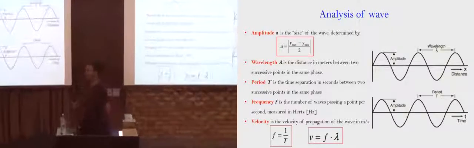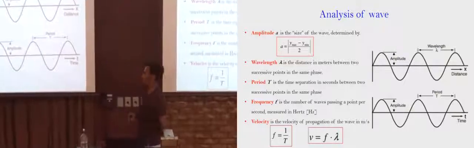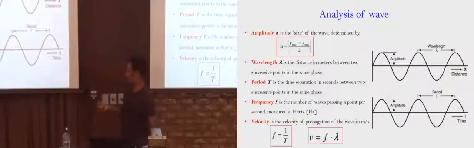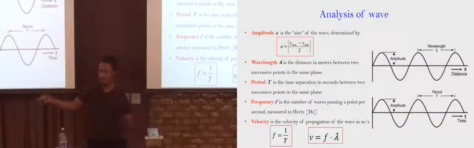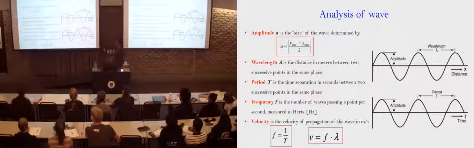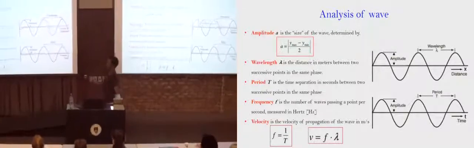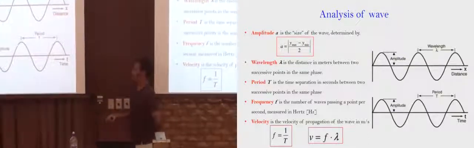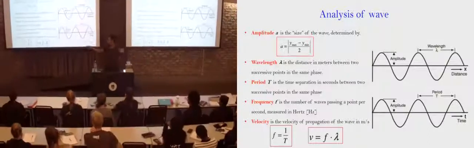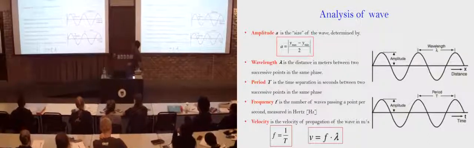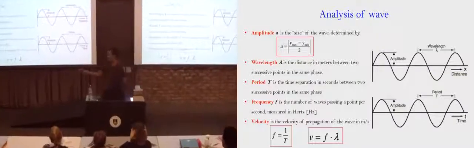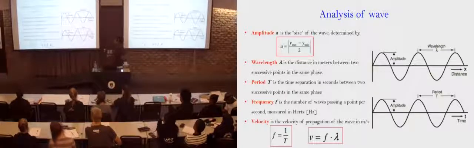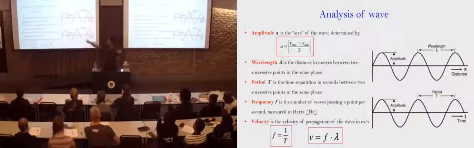Frequency is the number of waves passing a point per second. It's expressed in terms of per second or hertz, and this is equivalent to the reciprocal of period. f is equivalent to 1 over T. These are the basic definitions. Velocity is the velocity of propagation, either through a medium or through a vacuum. It is expressed in terms of meters per second, and velocity is equivalent to frequency times the wavelength, v = f times lambda.